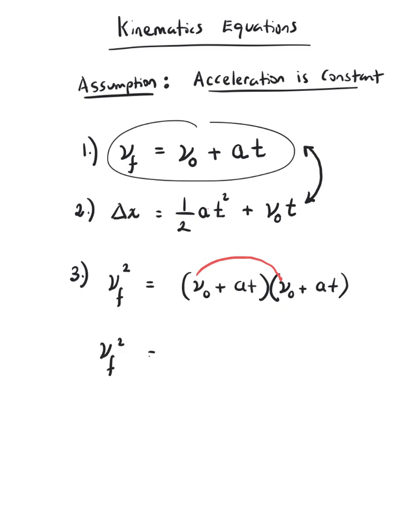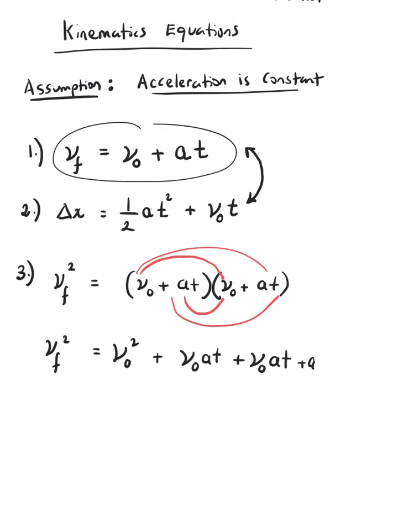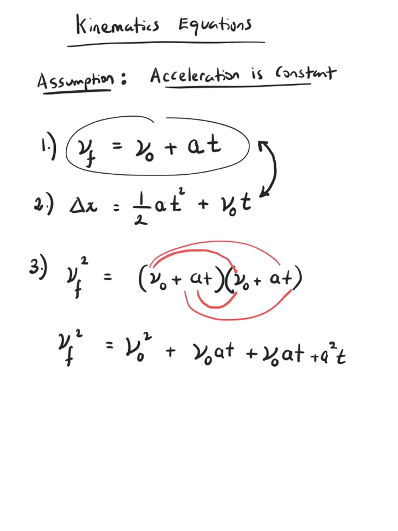So on the left side, I have v final squared. On the right side, I have v naught times v naught, which is v naught squared, plus I can do a v naught times at, so that's going to be v naught times at. I also have an at times v naught, which if I rearrange is the same thing. It's v naught times at. And then I can do at times at, so that's just a squared t squared.